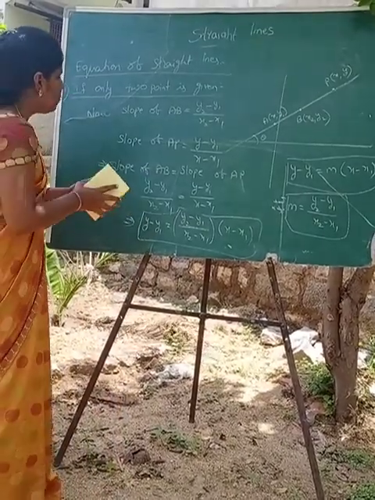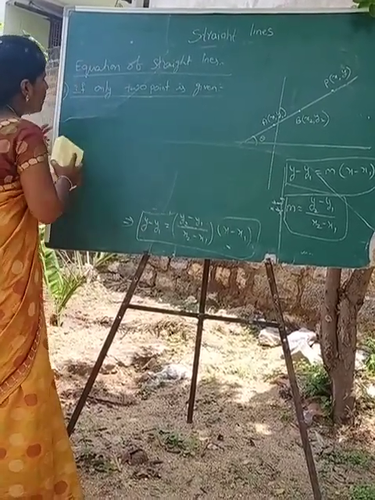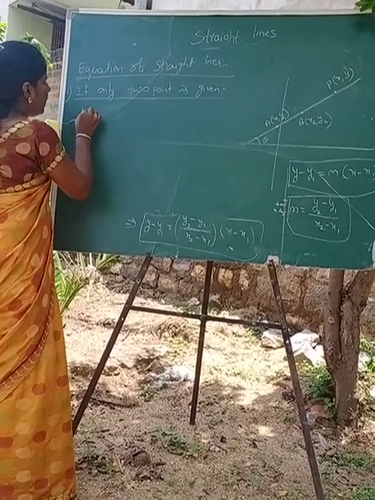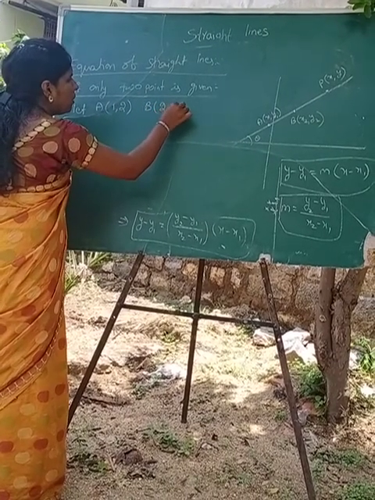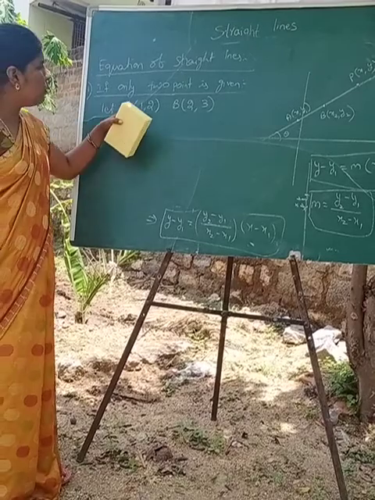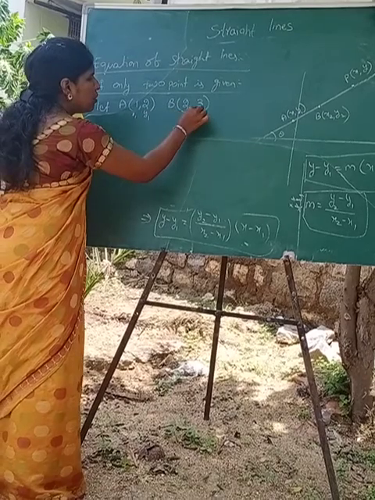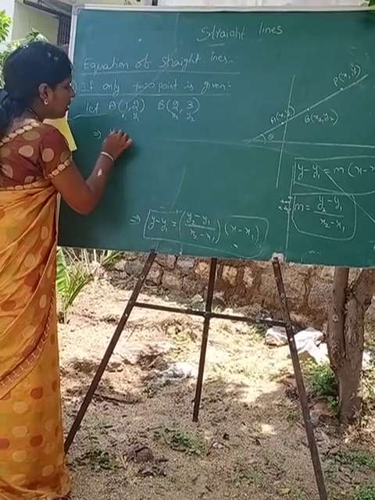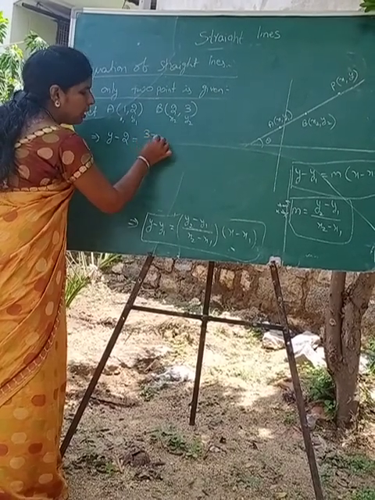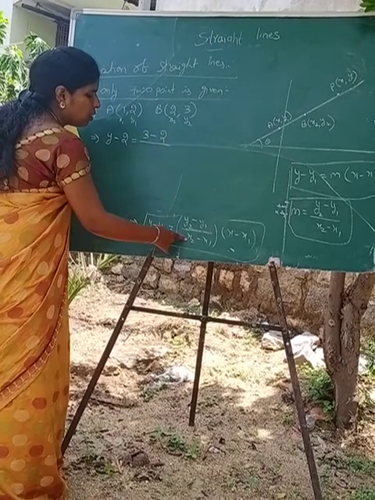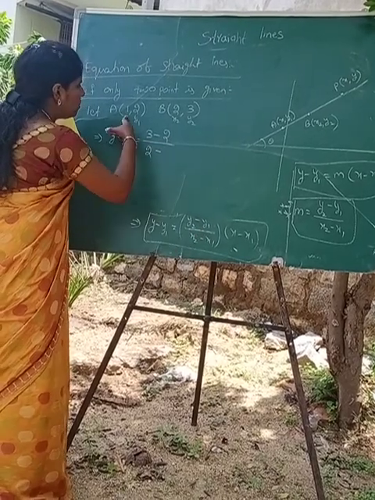Now I'm going to solve a small problem on 2 points. The 2 points are: let A be 1 comma 2, B be 2 comma 3. Find the equation of a straight line. I'm comparing with the formula. This is x1 y1 and this is x2 y2. Now y minus y1, what is y1 here? 2. Then y2 is 3 minus y1, which is 2. Next x2 is 2 minus x1, which is 1.